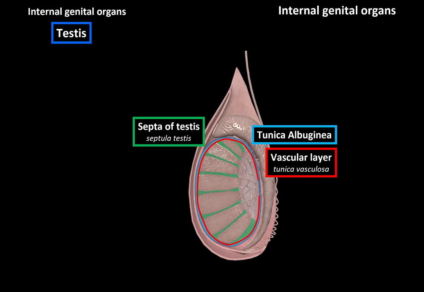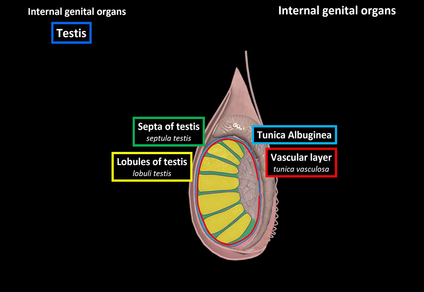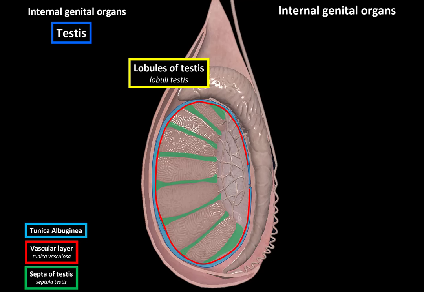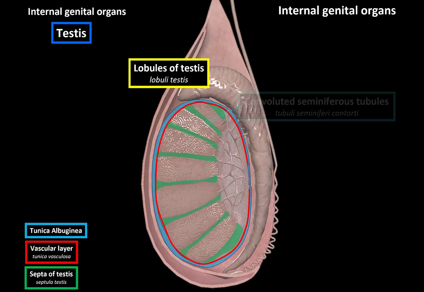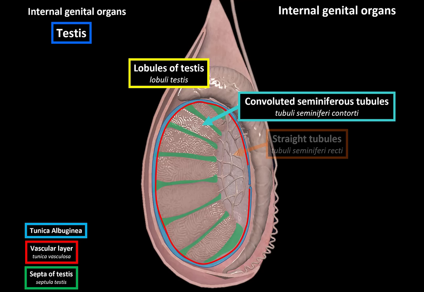They are connective tissue that separates the inner structures of the testes into lobules, called lobules of the testes. Now, the lobules of the testes are regions that contain single tubules, right? So each lobule has a single tubule. And each of these single tubules makes up a convoluted seminiferous tubule, which is coiled. And once the tubules leave the lobule, they become straight, so straight tubules.